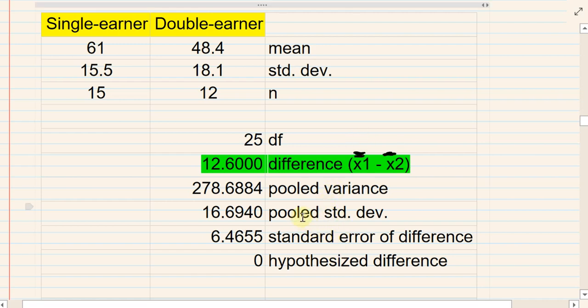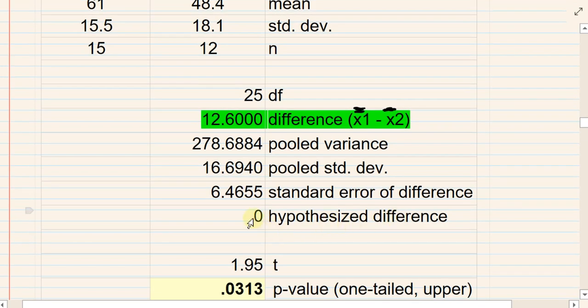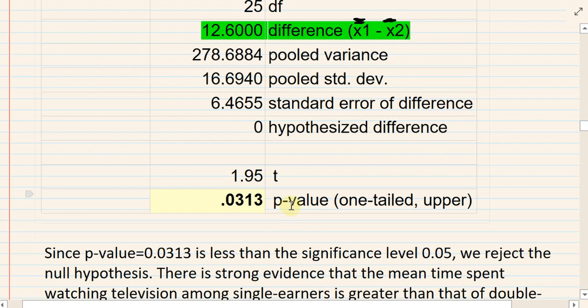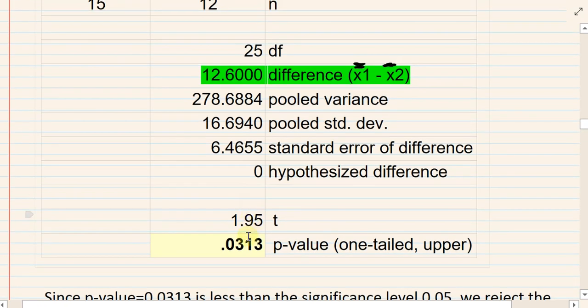And there you go. You see, pooled standard deviation is 16.7 almost. So that's what that is. The standard deviations were 15.5 and 18.1, so it's not exactly an average, but it's very close to being the average of these two numbers. So this is what the pooled is. And the hypothesized difference, 0, means no difference. And there you go. Here's our p-value. So our p-value is 0.03.